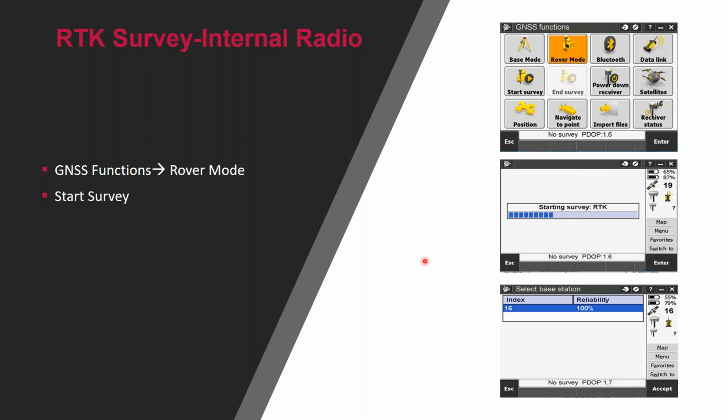Once you have started your base, you tap on the rover mode. Trimble Access will again attempt a Bluetooth connection to your rover. Once a Bluetooth connection has been established and the rover mode goes orange, you can press Start Survey. The RTK survey will start, and you'll be given an option of the available base stations for the VHF communication. Choose the correct station with the index number and press Accept, and you will be able to carry on with your RTK survey.